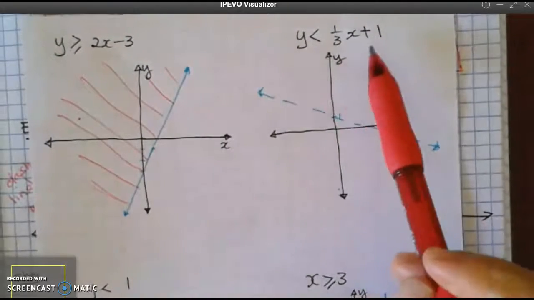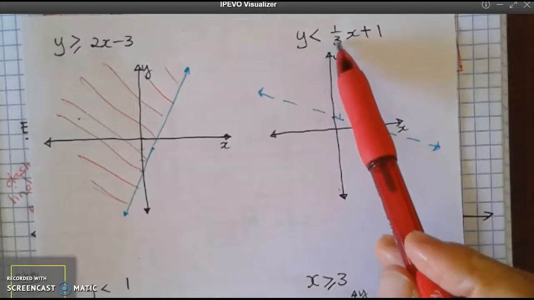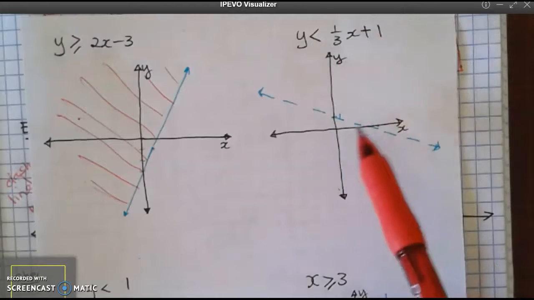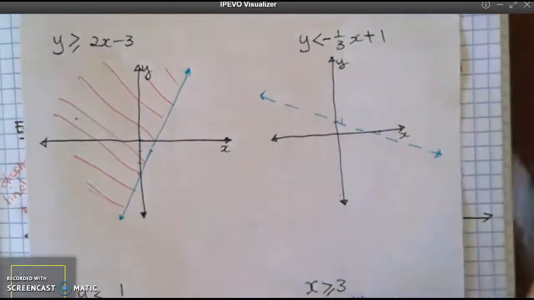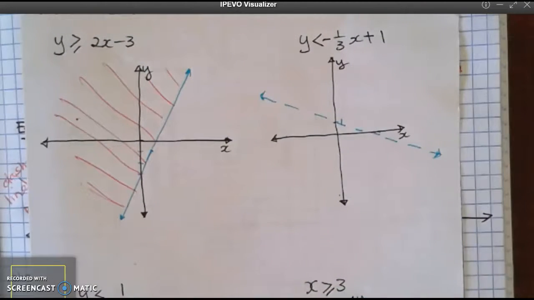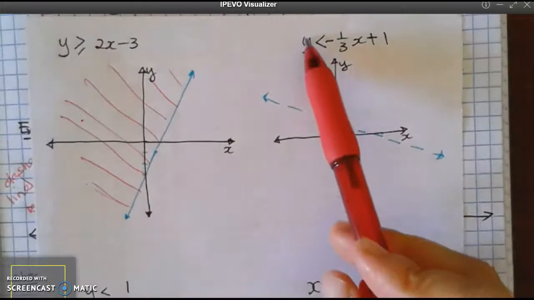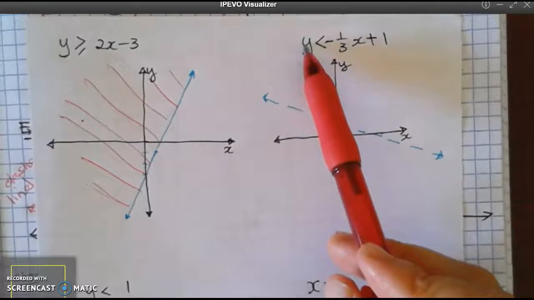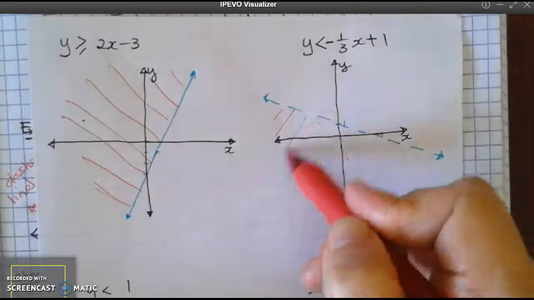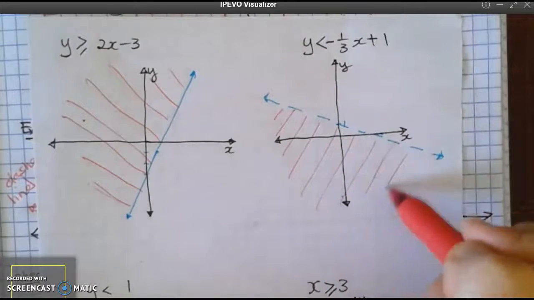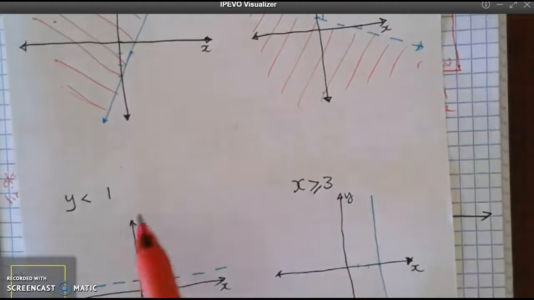Okay, what about the next problem? Y is less than negative a third x plus 1. Actually, I forgot to put the negative sign there. So if that is the case, then y is less than, that means y is smaller than the line. When is y smaller than the line? It's below the line.